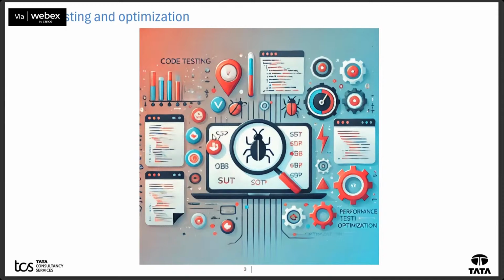Then we have the final picture, which is performance testing and optimization. We first test whether the software meets the requirements, and once it meets the requirements, it should also perform in the required, optimized way. Using various tools, we will be doing that.